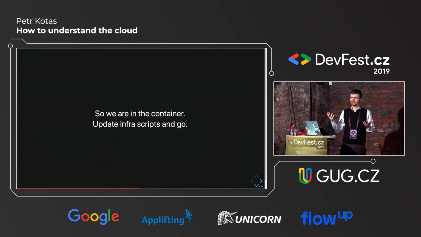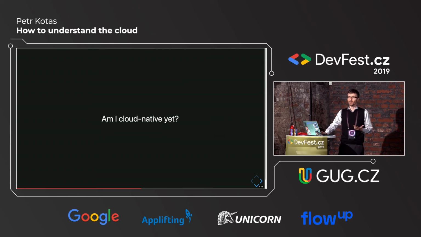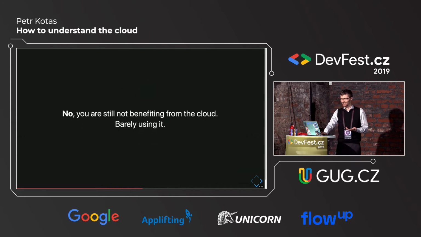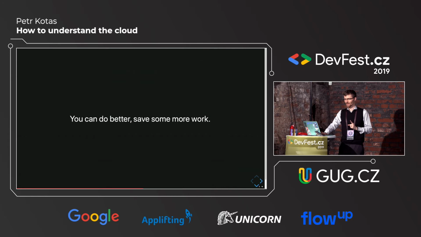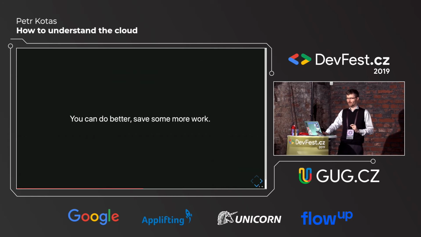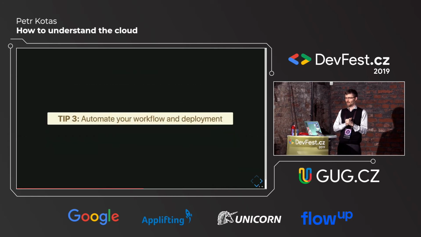Now update the infrastructure scripts because we automated it, and deploy. Are we cloud native yet? Just guess. No, it's obvious, because I would not be asking. We're still barely using it, but we're getting better. And we can do even better. Tip number 3 from me: automate not only your infrastructure, automate even your development workflow. Because again, it will save you time.